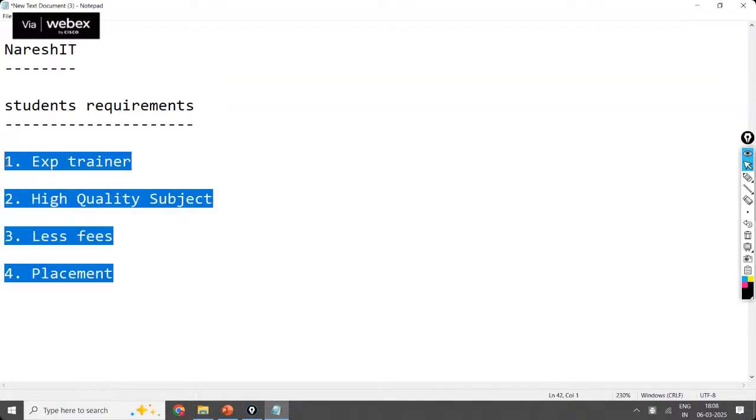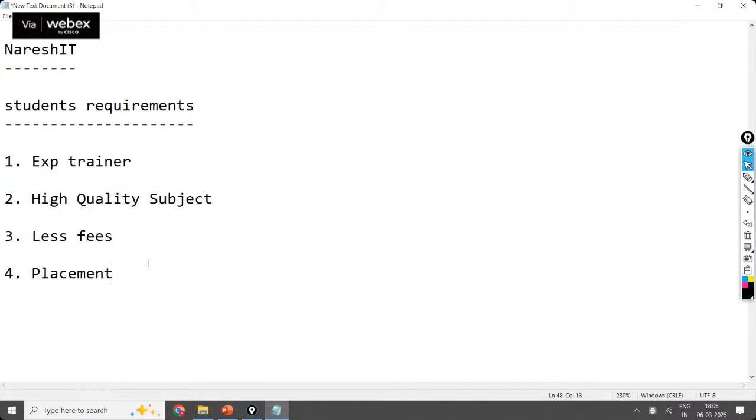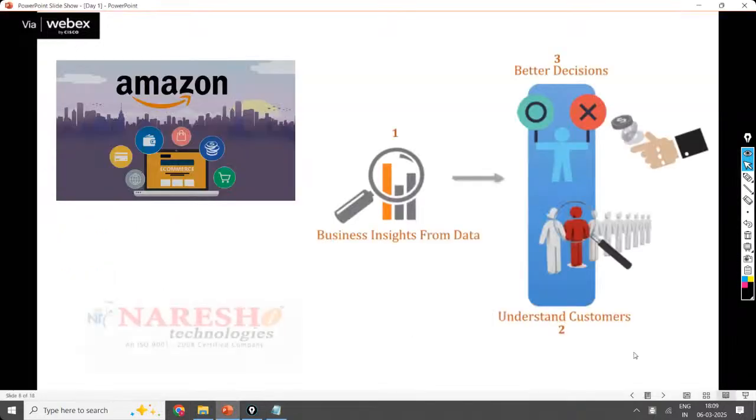Right? Now, this is the student's requirement. If you satisfy all the requirements of the student, what happens? Automatically, the students will join the institute. Simple. First, understand the student's requirement and develop the business based on that. Automatically, the business will be developed. This is only data science work. For example, whether it is Naresh IT or Amazon, any company will do the same.